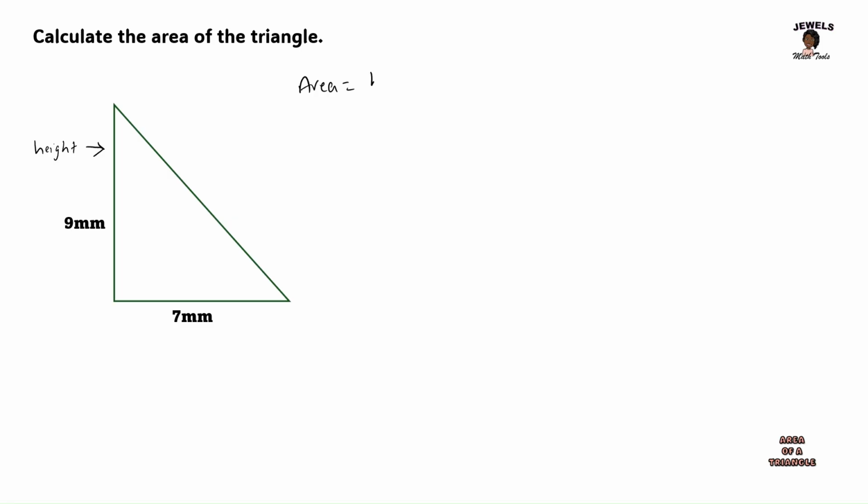Remember that the area of the triangle is your base times your height, and this will be divided by 2. So the base of my triangle is 7. 7 is going to be multiplied to my height of 9, and then their product will be divided by 2. So 7 times 9 is equal to 63, and our 63 will be divided by 2. Now remember that because we are working with measurements, we need to leave our answer as accurate as we can.